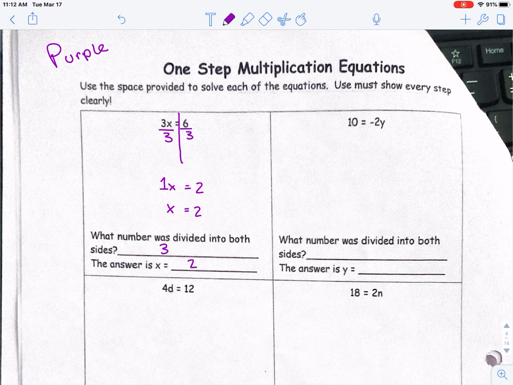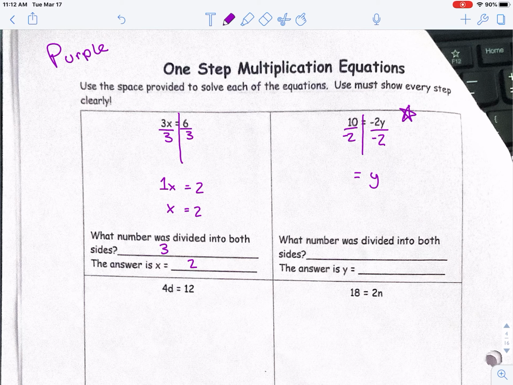Now, over here to the right, we have 10 is equal to negative 2y. Again, that negative 2 is being multiplied to your y, anytime you have a coefficient and a variable next to it. So how do we get y by itself? This part's important, okay? So I'm going to star this. If you ever have your negative number attached to your variable, you always have to divide by that negative number. Don't just divide by 2. You have to divide by negative 2. Okay? So we are left with y over here on our right side.